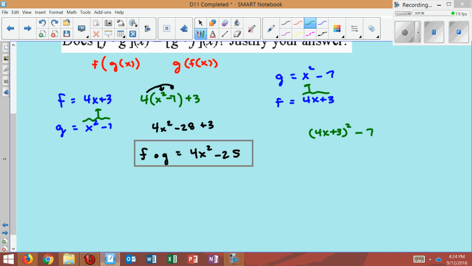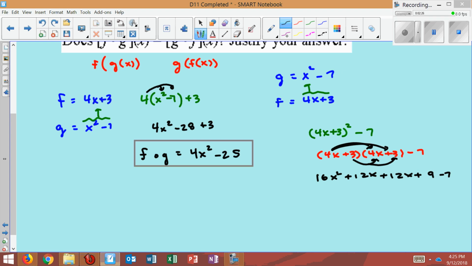Now we've got to discover if these are equal to each other. So I would write this parenthesis twice, 4x plus 3 times 4x plus 3, and now I'll subtract 7. I'll FOIL this through here. 4x times 4x is 16x squared. This is going to be 12x. I'll have another 12x. And finally, I'll have a plus 9 minus 7. When I simplify all that, I get 16x squared plus 24x minus 2, because these combine together, and these also combine together.